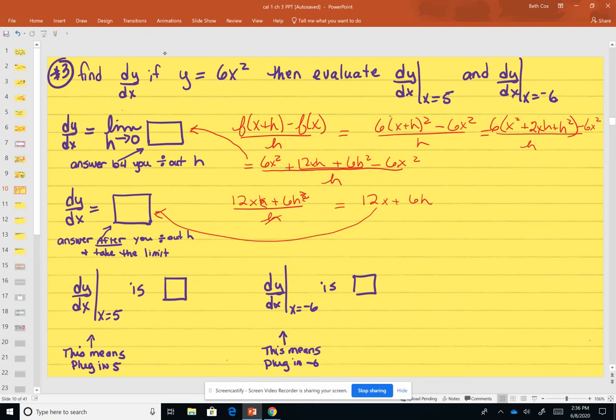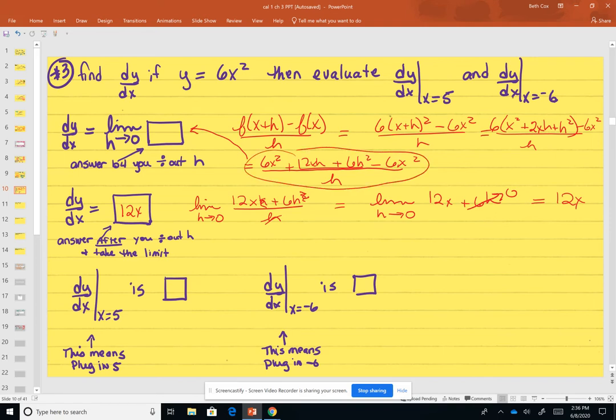No, that's not right. We do the limit of this. So the limit as h goes to 0 of 12x plus 6h. That goes to 0. My answer is 12x. That's what you're going to put in this box. All right, so this is the derivative. 12x is the derivative. That's it. That is the official one. You take the limit of this expression as h goes to 0, and you get 12x.